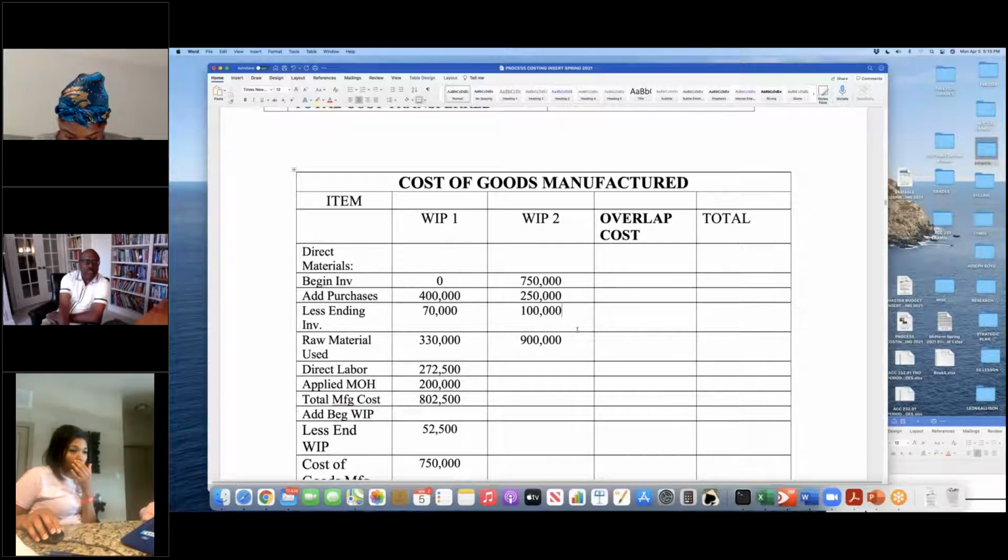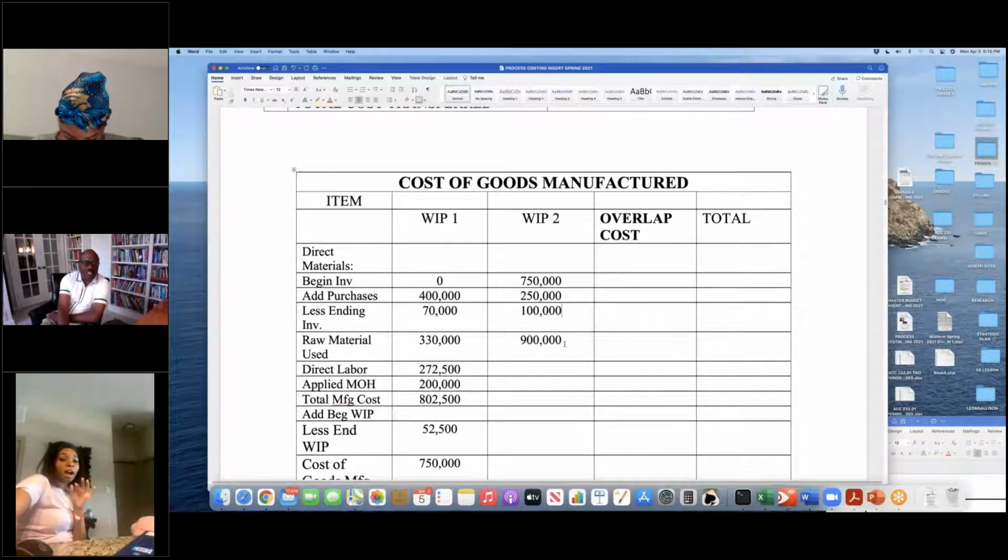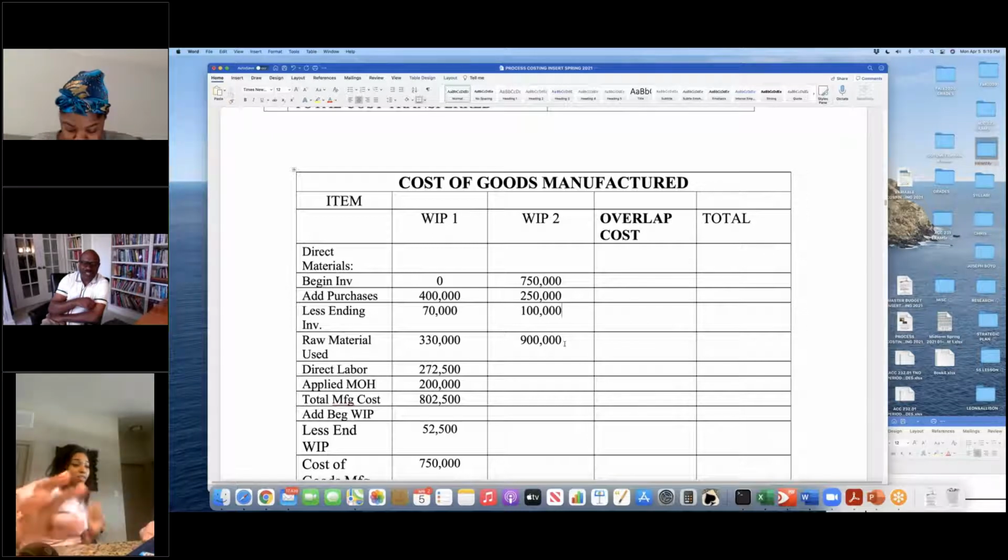Okay, wait, leave that right there. You know why I got confused about the 900,000? Because we just don't have 900,000 in the T account. We have 750,000 and then 150. So I need to highlight that.